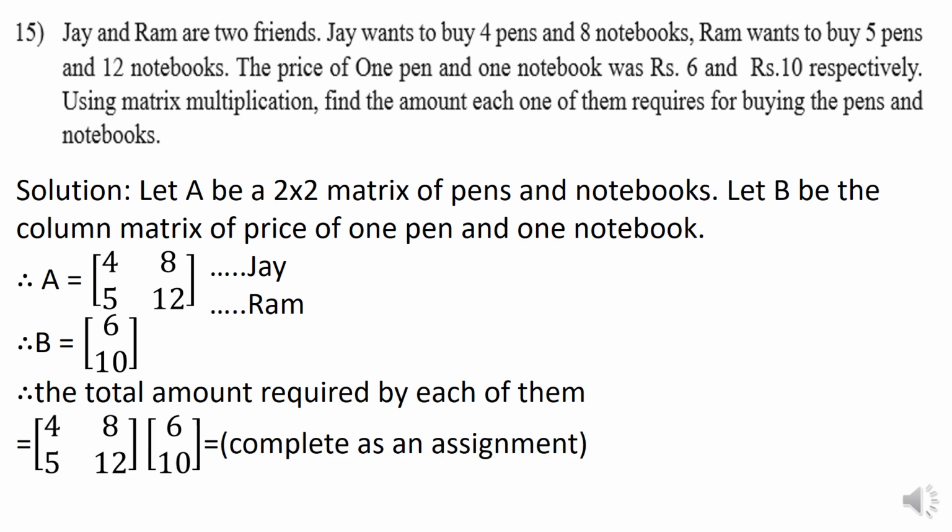Now A into B has been written together. The remaining part of the sum can be completed by you as an assignment. You have to just multiply both the matrices together. Obviously, you will get a column matrix containing the total amount that each one has to spend. So thus, try completing it as an assignment.